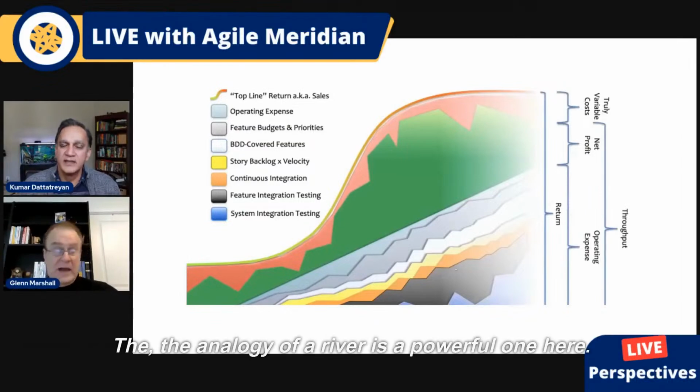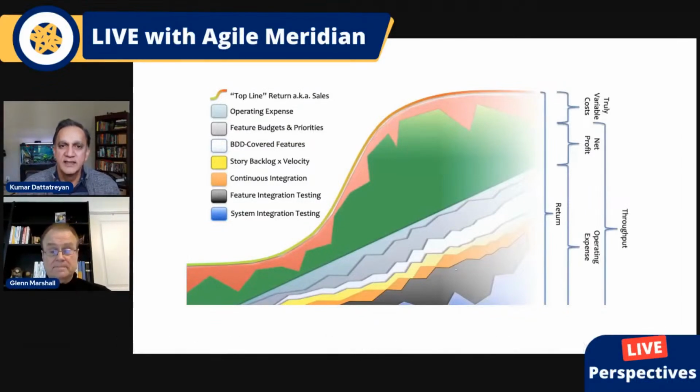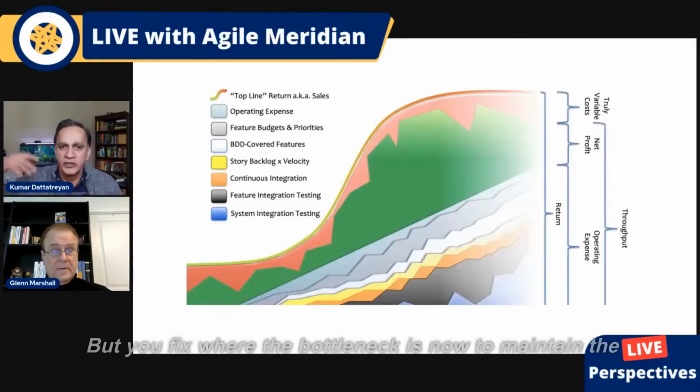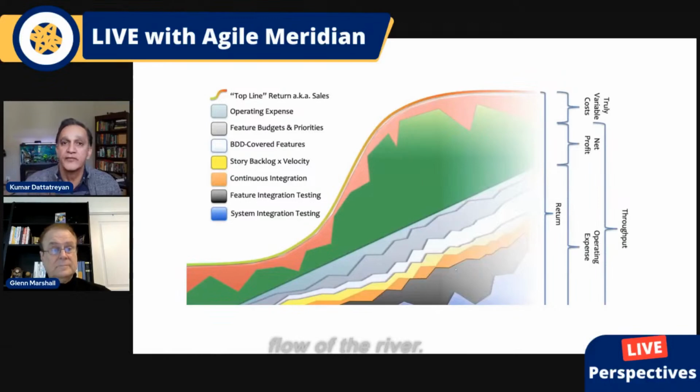The analogy of a river is a powerful one here. Yeah, I was thinking about logs flowing on a river, and you're right. You clear the bottleneck somewhere, it's going to jam up somewhere else later on. But you fix where the bottleneck is now to maintain the flow of the river.